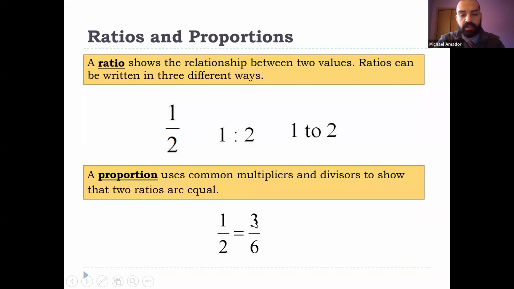And the nice thing about using proportions is that even if we didn't know this top number 3, like maybe that was a variable, maybe we could say 1/2 is equal to x over 6. We could use what we know about proportions to solve for x. We know that x would have to be 3 because that's the only way to make the right-hand fraction equal to 1/2.